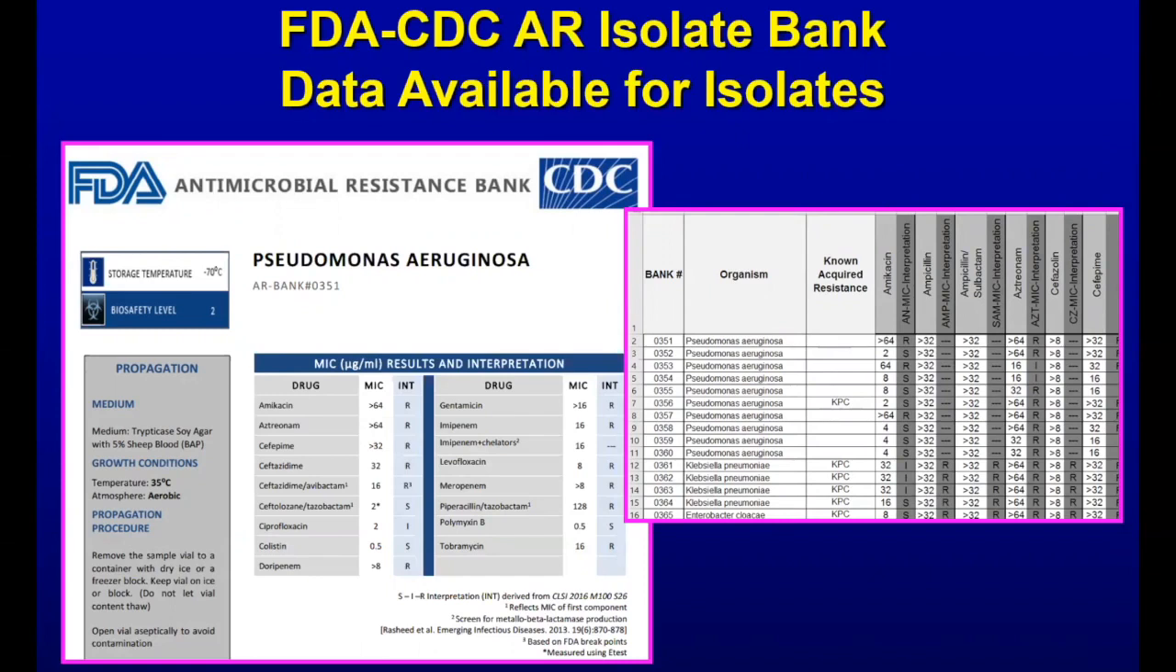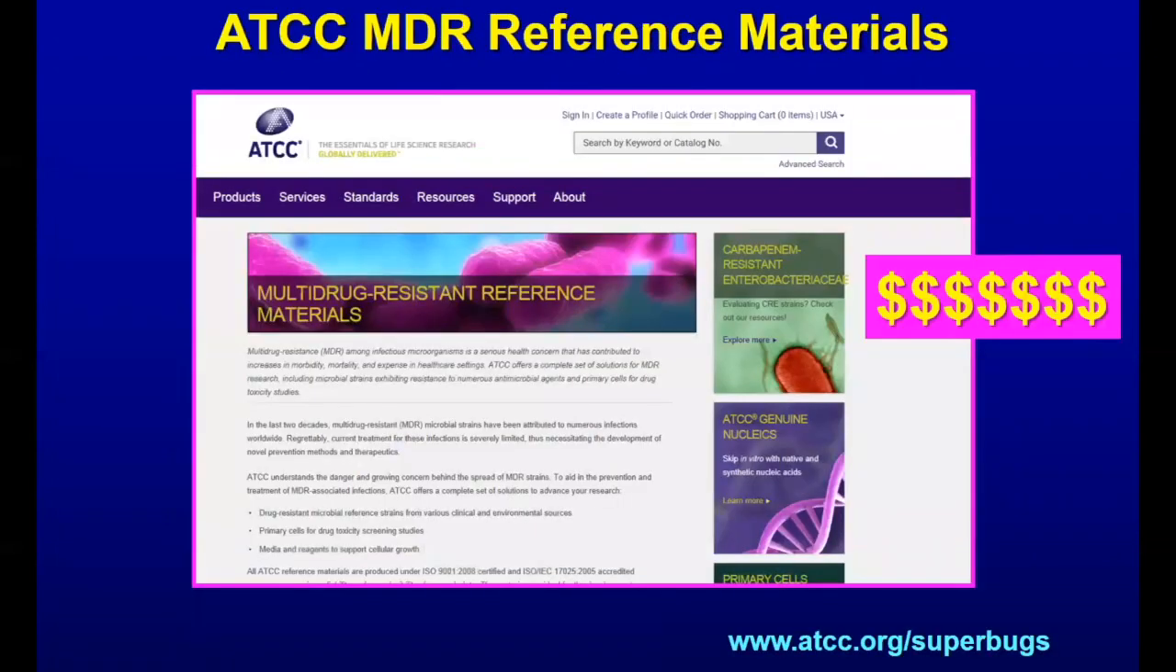So I think as we go forward, there will be some changes made, or perhaps more information available to clinical laboratories on how this antibiotic resistant isolate bank can be used to help them in verification studies or to explore some concerns they might have related to resistance in clinical isolates in their laboratories. I also want to mention that ATCC does have multi-drug resistant reference materials available.